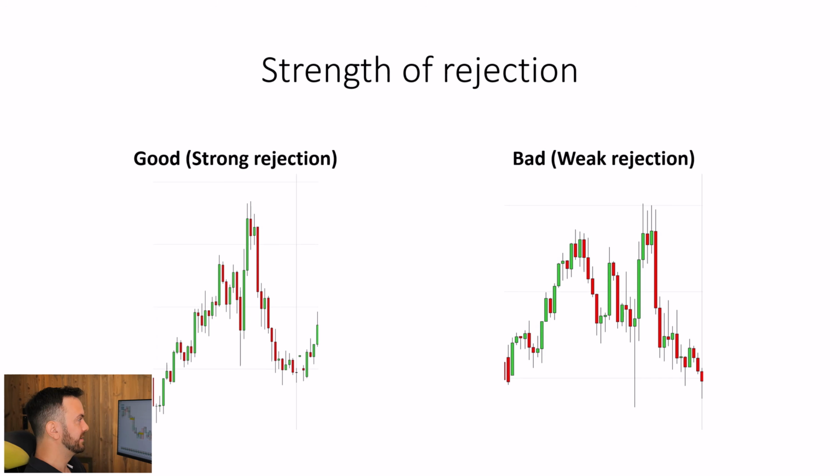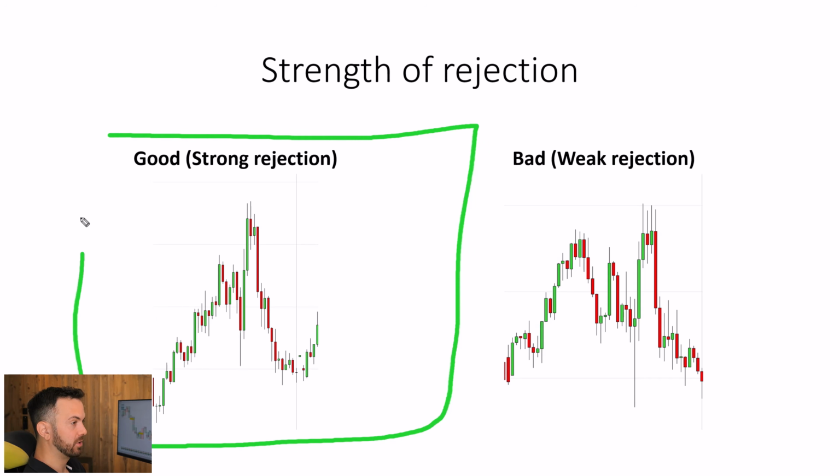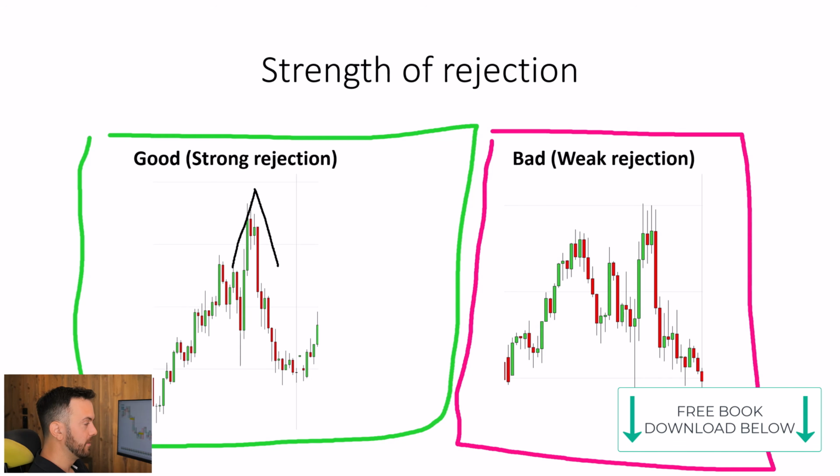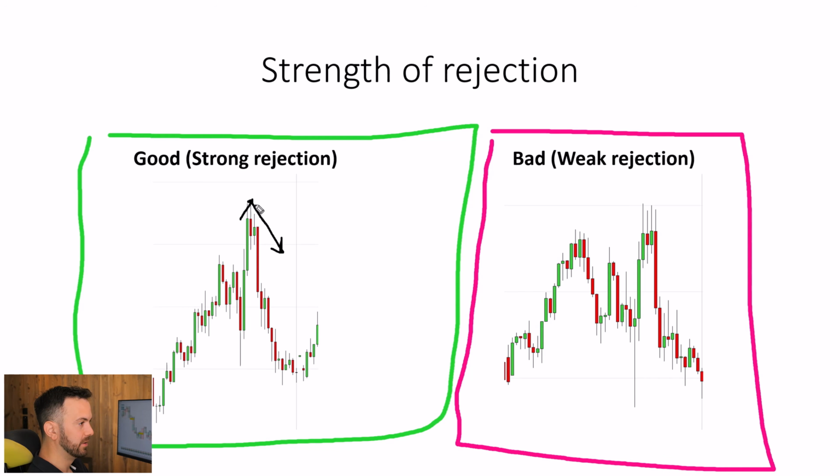Second point is the strength of the rejection. What I've prepared here are two examples, a good one and a bad one. This is a good rejection. This is a bad rejection. Now, let me show you the difference. A good rejection or a strong rejection looks like this. You can clearly see that point where the price turned. This is the high, this is a clear high where the price turned and suddenly went into the sell-off. It's sharp. If you look at it, the rejection is sharp. It looks like this. Boom, boom.